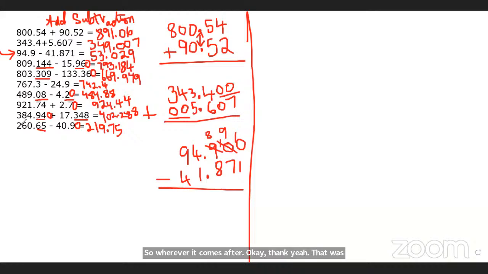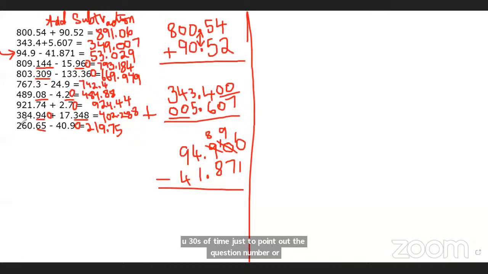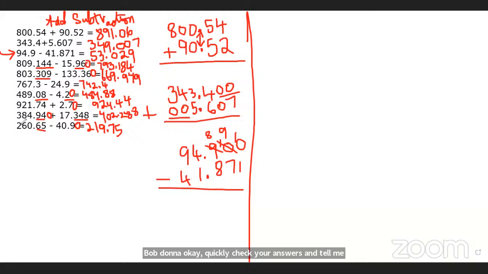Which are the questions you had a doubt or not getting the answer? Let me know. I'll put it on the board. I'm giving you 30 seconds of time just to point out the question number or the question order. That's enough. Ria 7, okay. Baburi, got it? Okay. Quickly check your answers and tell me your score.